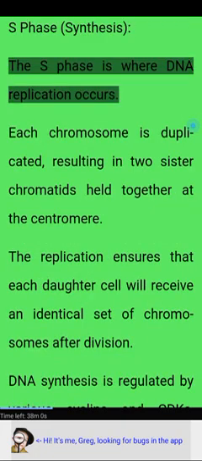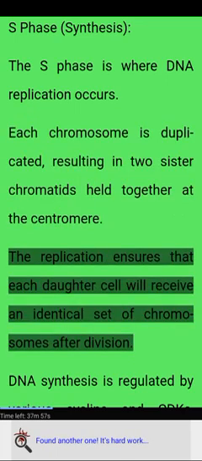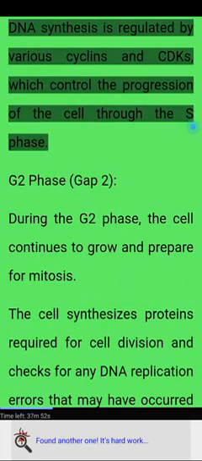S phase, synthesis. The S phase is where DNA replication occurs. Each chromosome is duplicated, resulting in 2 sister chromatids held together at the centromere. The replication ensures that each daughter cell will receive an identical set of chromosomes after division. DNA synthesis is regulated by various cyclins and CDKs, which control the progression of the cell through the S phase.